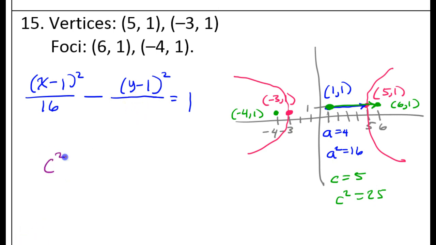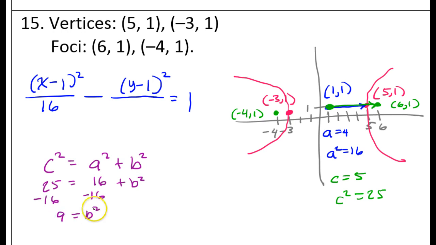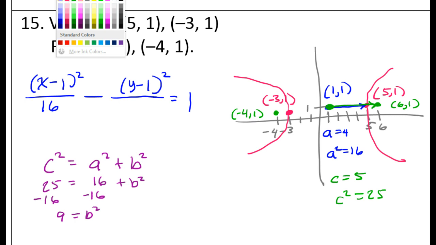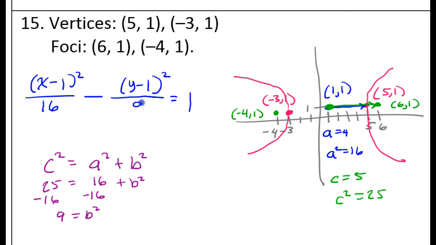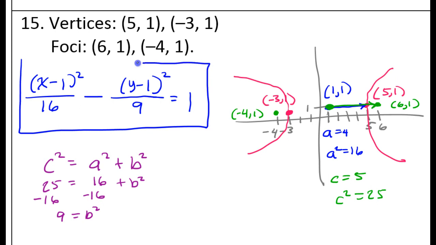We know that c squared is equal to a squared plus b squared for hyperbolas. Notice that these signs are the opposite of each other. So we know that c squared is 25, a squared is 16, and we're looking for b squared. So of course we need to subtract 16 from both sides. So b squared is 9. Don't take the square root, we want b squared. So we put the 9. And that's it. This is the standard form equation of the hyperbola that has these characteristics.